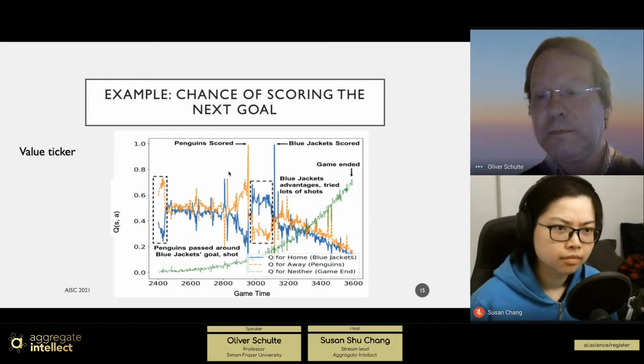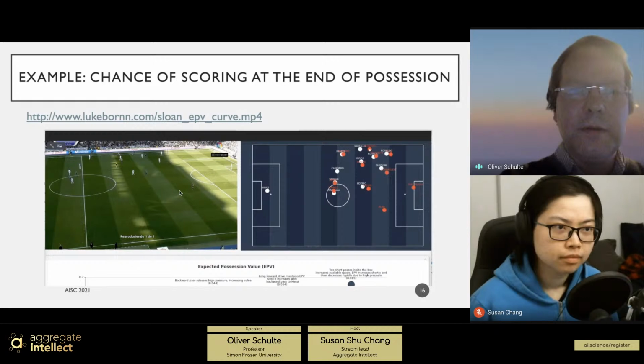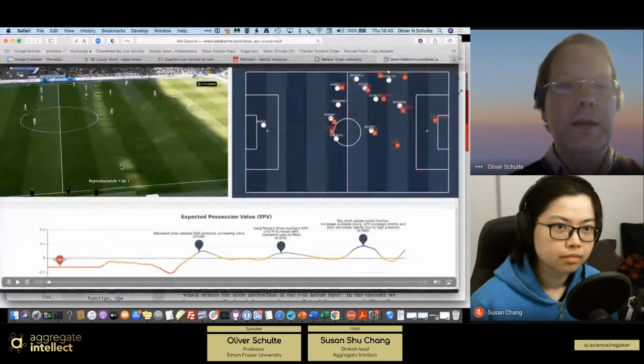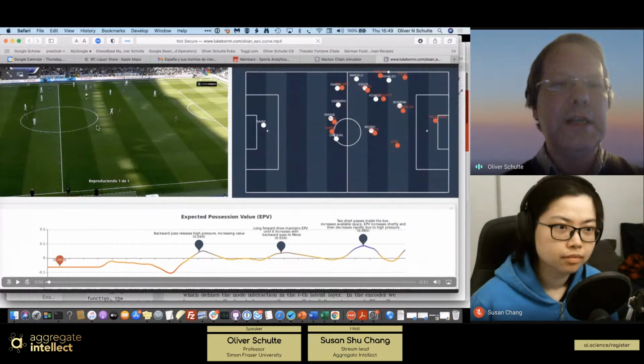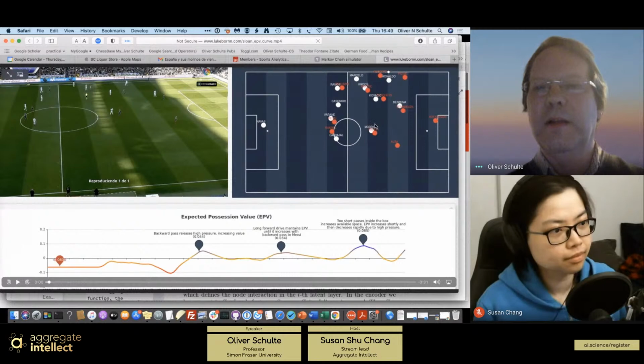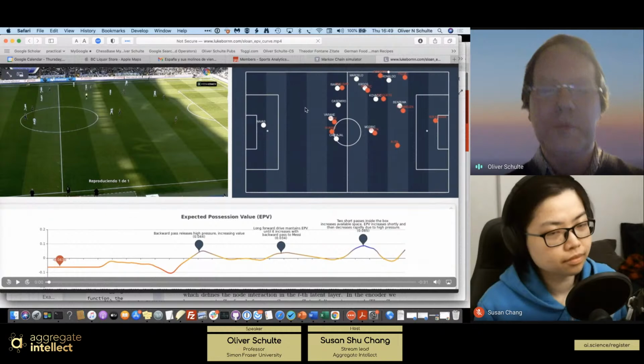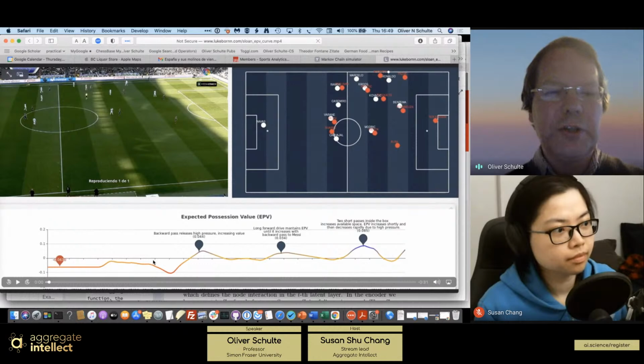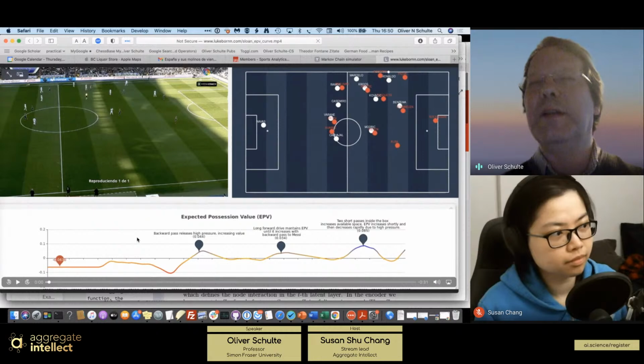Okay, one more example, this time from soccer. Let's see if I can find it. This is from Luke Bourne. This is Madrid against Barcelona, the Clásico. What you see left top is the actual footage from the game. On the right, you see a schematic representation where the players are just two-dimensional dots. And at the bottom, you see a graph that is tracking the expected possession value, which they define to be the probability of scoring a goal in the current possession.